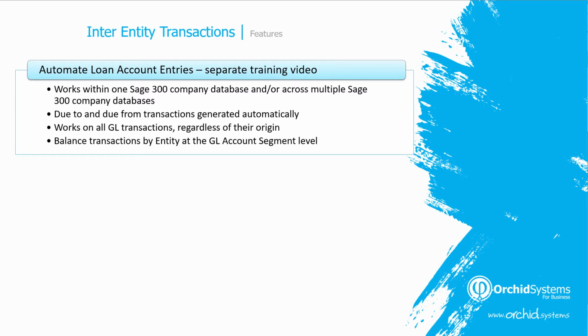Because it works at the general ledger transaction level, it works across all subledgers, regardless of their origin. It balances transactions by entity at the general ledger account segment level.